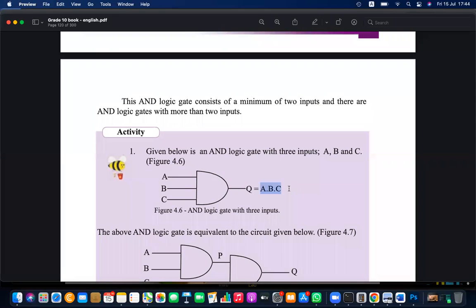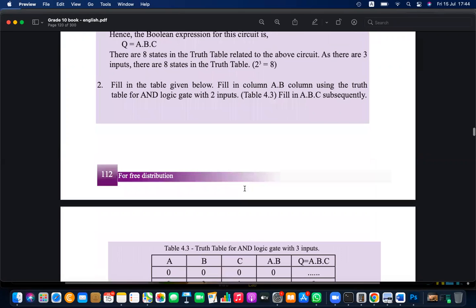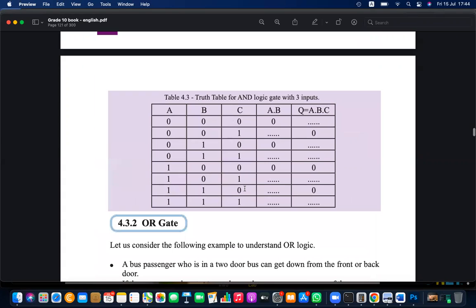A and B and C. All 3 must be 1 in order to get 1 from the AND gate. Can you see this? So if A, B, C are all 0, what about A and B and C, is it 0 or 1?